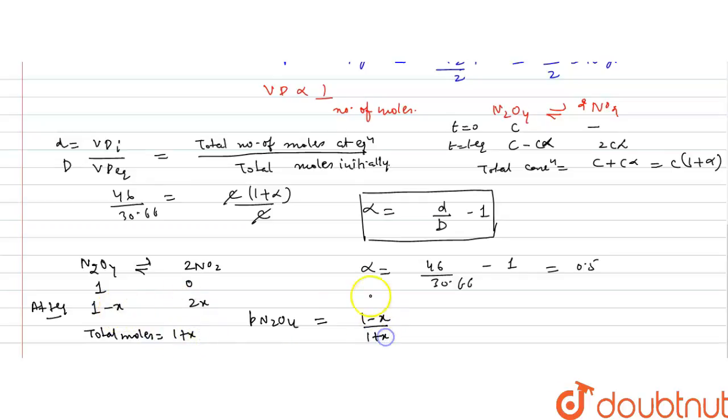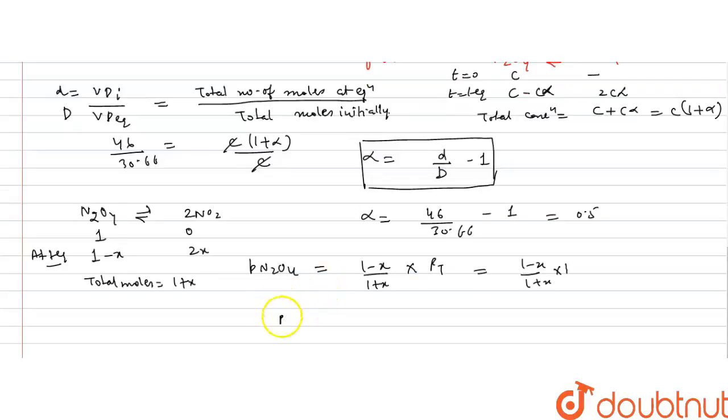So its mole fraction is number of moles of N2O4 divided by total moles. This is its mole fraction into total pressure, and total pressure is given as 1 atmosphere. So its partial pressure is this. Now the partial pressure of NO2 would be its mole fraction, that is number of moles upon total number of moles, into total pressure, that is 1. So it would be 2X divided by 1 plus X.